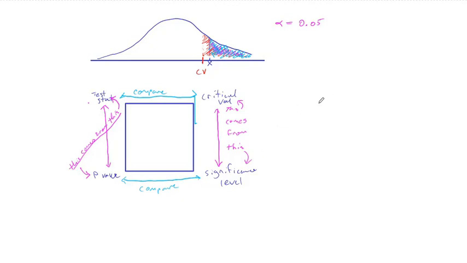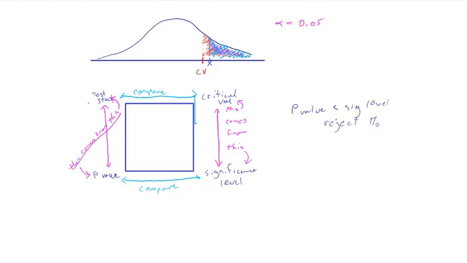And now we know that if the p-value is less than the significance level, you reject H null, the null hypothesis. And otherwise, you fail to reject the null hypothesis.